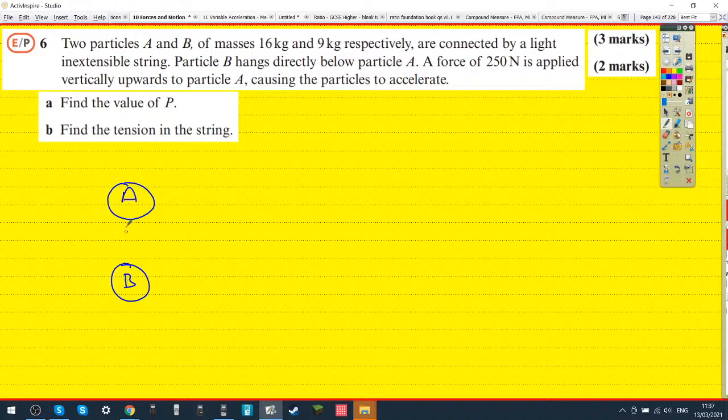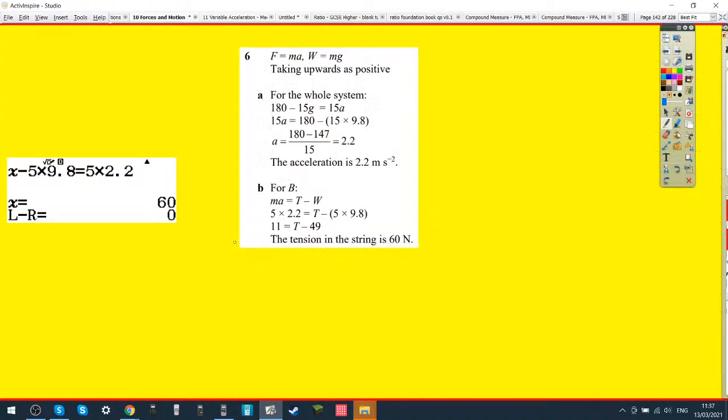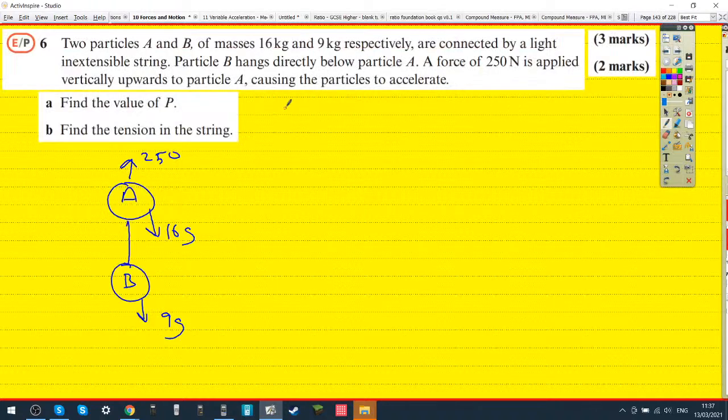We have A, we have B. That one is 16g. That one's 9g. Going up is 250. They're connected. Let me see this one. Is the acceleration B? Maybe. I don't know. I'm going to guess the acceleration is P.